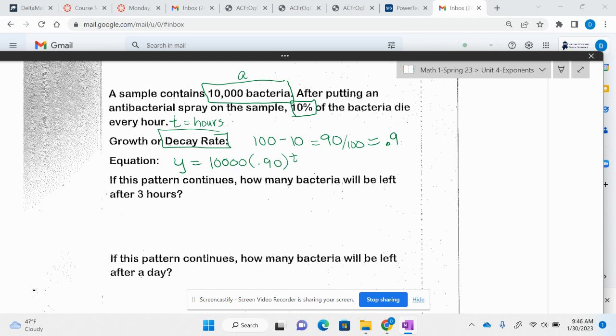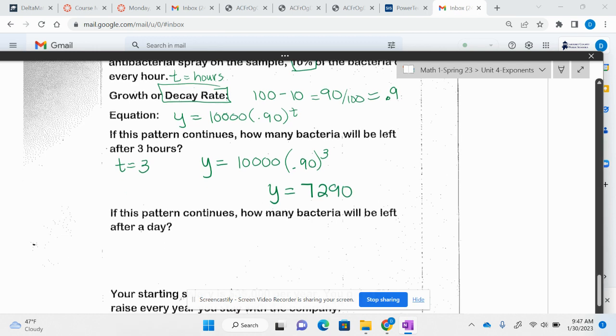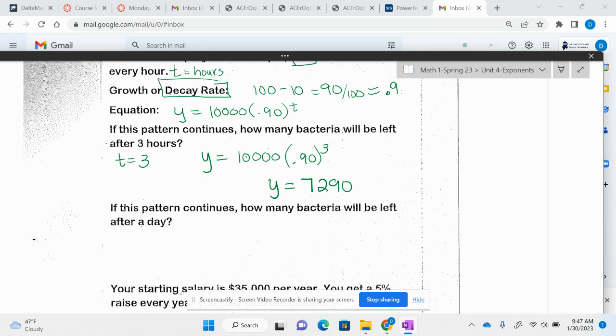My first question says, if this pattern continues, how much bacteria is going to be left after 3 hours? That just means let t equal 3. So y equals 10,000 times 0.90 to the power of 3. After 3 hours, there will be 7,290 bacteria left.